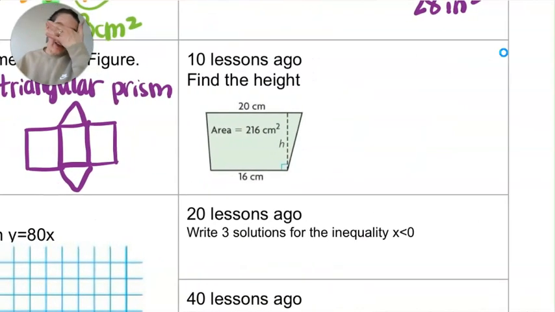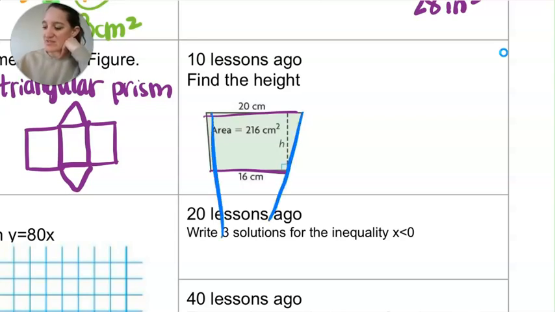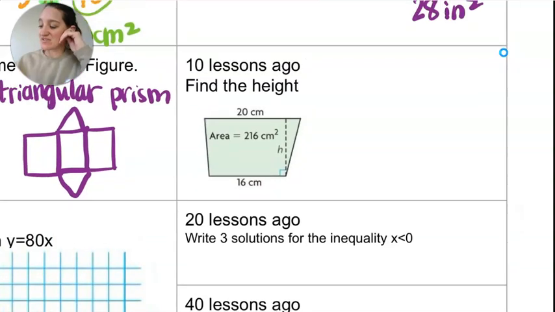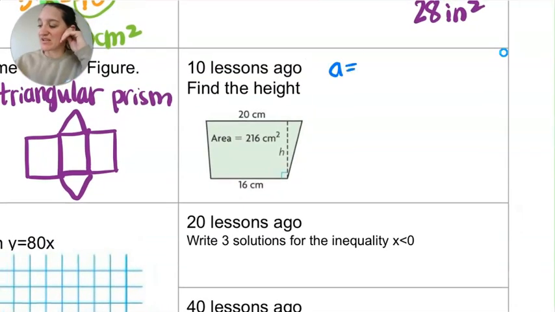All right, find the height. This was 10 lessons ago. Well, I'm going to start with the correct formula. This shape is a trapezoid. I know it's a trapezoid because those are parallel, but then those are not parallel. So if I only have one pair of parallel sides, but it's a quadrilateral, it's got 4 sides, then it's a trapezoid. So I'm going to use the formula area equals 1/2 base plus base times height.